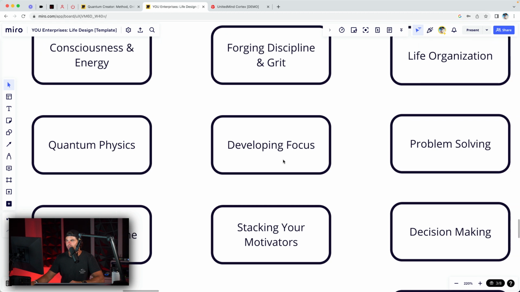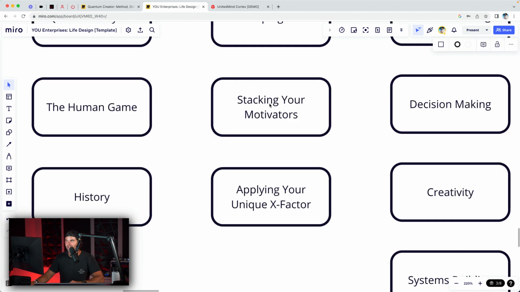How do you go about applying your skill sets to develop focus? It's a skill. It's learned. How are you stacking your motivators to optimize your workflows and your productivity? How are you applying your unique X factor into your work and your business?